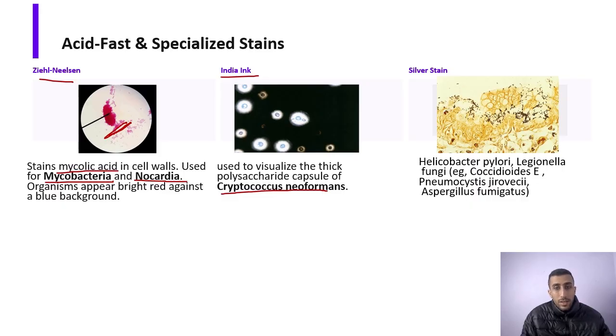Another stain, the silver stain, is very high yield for Helicobacter pylori. These are Helicobacter pylori here in the GI tract, stained by the silver stain. We also use the silver stain for fungi such as Coccidioides, Pneumocystis jirovecii, and Aspergillus fumigatus. So these are some of the uses for the silver stain: Pneumocystis, Aspergillus, and Coccidioides identification, and also Helicobacter pylori.